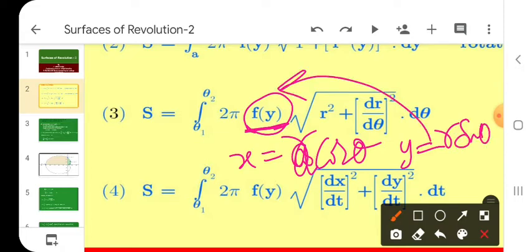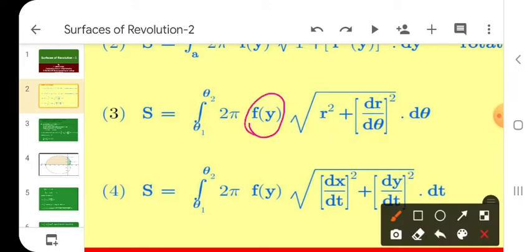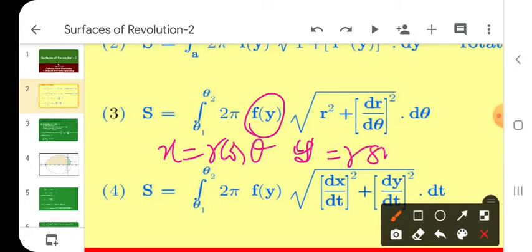Okay, I understand. If the given equation is in polar form, we know the r value, and we differentiate r with respect to theta, we get the dr by d theta value. But here we have to write the f of y value also. f of y means, in polar form, the coordinates x and y values are: x value is r cos theta and y value is r sin theta. Here we write the y value.